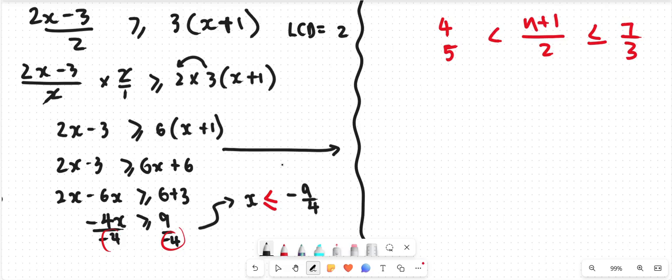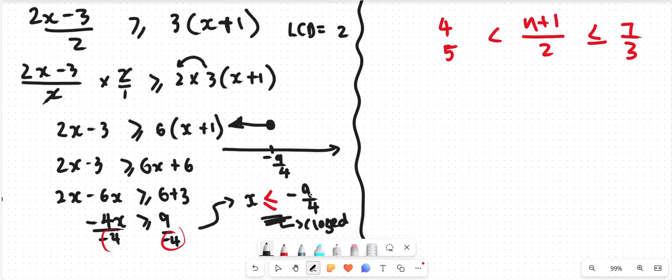And so what we need to do is just plot it. If this is my negative 9 over 4, if this is my closed circle, again, remember, equal to means closed. So the circle on your number line needs to be closed. And if you read it, they say x is less than. So x are all these values on this side of that value. All right, cool. Then let's do the second one.